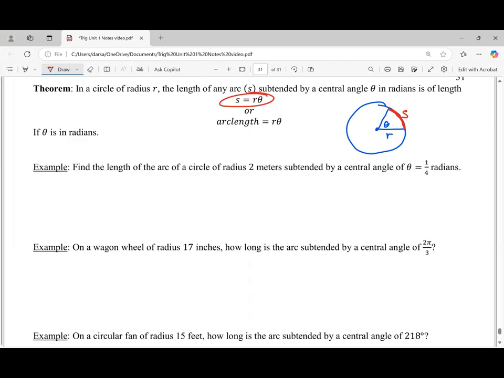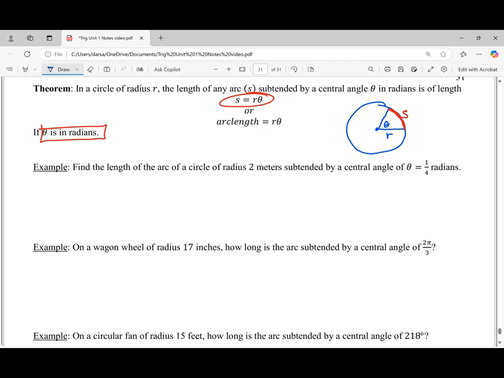But the most important part here is that we have to make sure theta is measured in radians. That's because of how we defined a radian to be the length of one radius around the edge of a circle. So those two things go together.